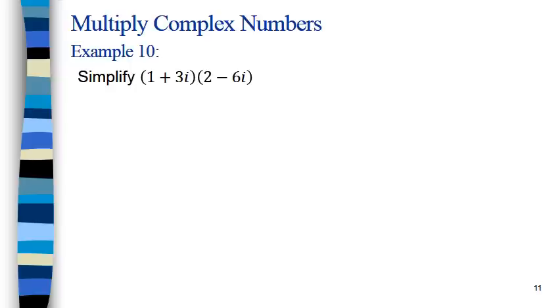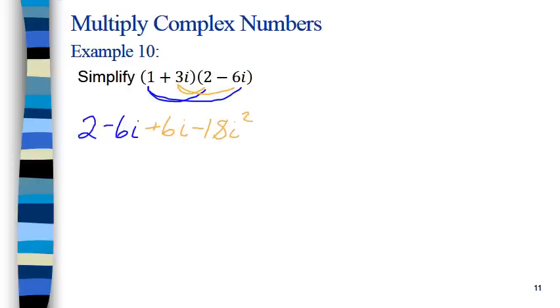Okay, to multiply complex numbers, we are going to use exactly the same procedure as we do when we distribute a binomial. So the first thing we're going to do is 1 times 2, so that's 2. And then 1 times negative 6i is negative 6i. And then 3i times 2 is plus 6i, and 3i times negative 6i is negative 18i squared, because remember i times i is i squared.